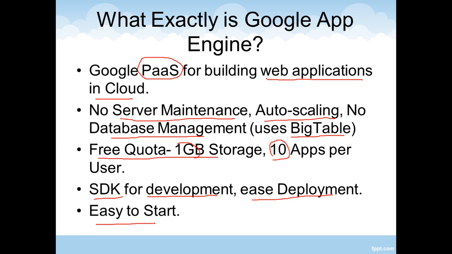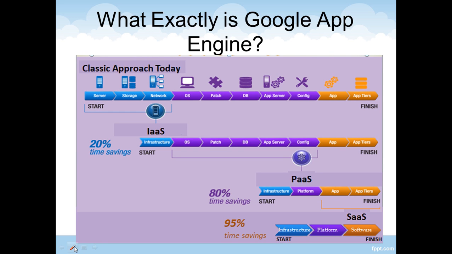Let's see what Google App Engine is. Before discussing Google App Engine, we should know about PaaS and cloud computing. Okay, the classic approach we used before cloud computing is we take our server, then we build some storage where we store our website or our application, then we manage our network, then we install the operating system and the operating system patches, we install the database and application server, then configure the application server, we create our app, run that app, and provide this app to the end user. So that is the amount of work, suppose there is a project of $10 million.